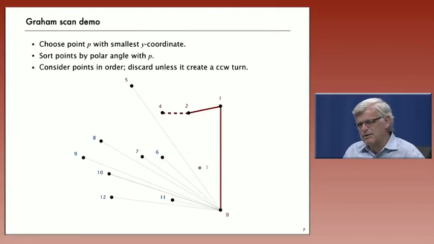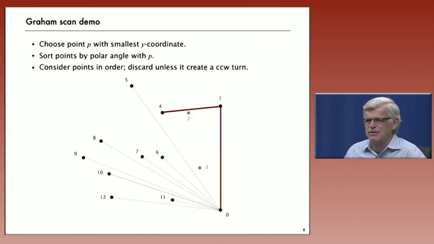So, what about the angle from 1 to 2 to 4? That's not counterclockwise either. That's turning the wrong way. That's turning to the right. So point 2 can't be on the convex hull either. And indeed, if you just draw the line from 1 to 4, you can see that 2's inside. So there's no way it could be in the convex hull. That's essentially the proof that you have to have a counterclockwise turn.